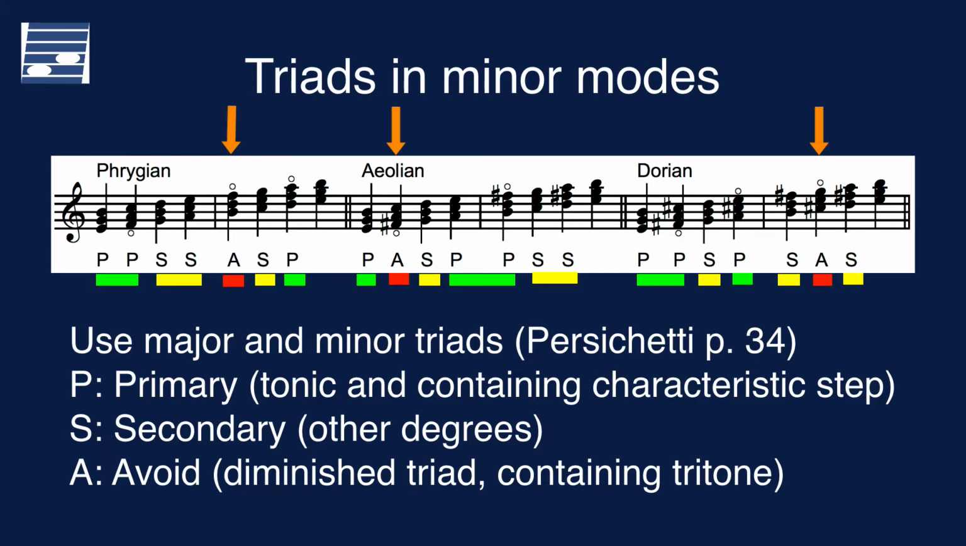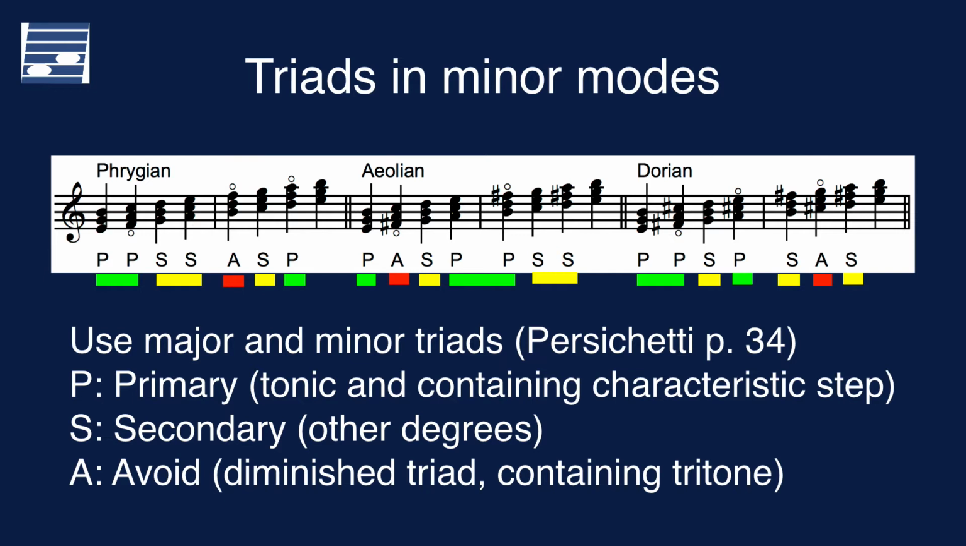Each scale also contains a diminished triad with a tritone interval between root and chordal function 5. This triad is best avoided because of harmonic implications shown later. Therefore, it is labeled as A, avoid. For instance, see the red color at the C-sharp diminished triad for the E Dorian scale.